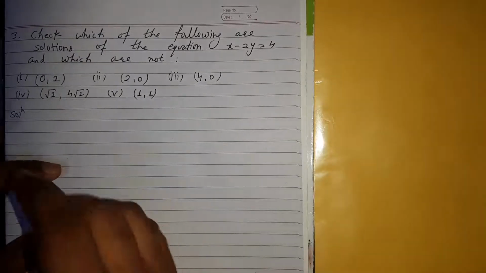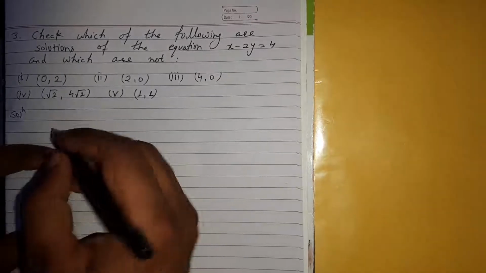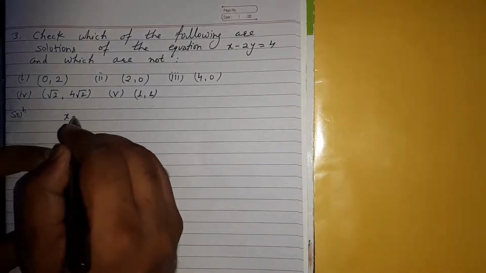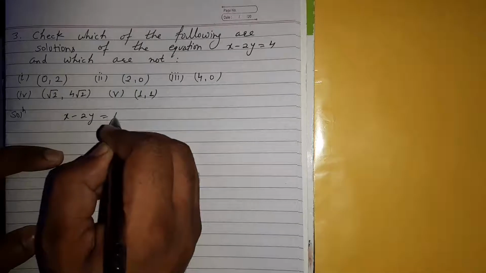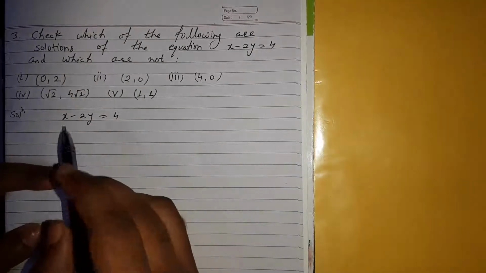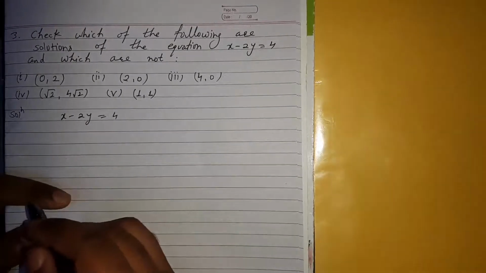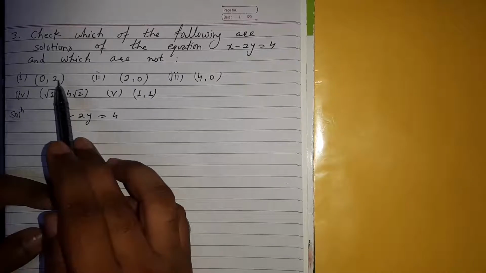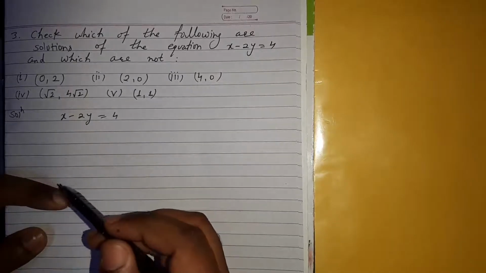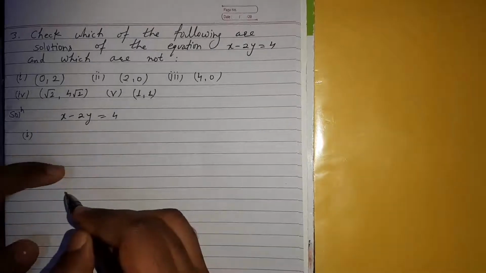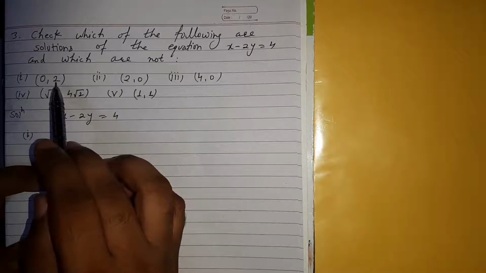Okay, so in this question the equation is given: x minus 2y is equal to 4. In this equation, the LHS part is x minus 2y and the RHS part is 4. First we will check whether the point (0, 2) is a solution of this equation or not. Here the value of x is 0 and the value of y is 2.